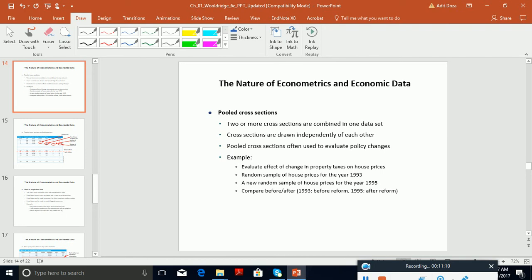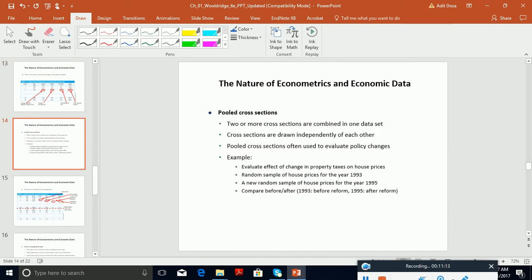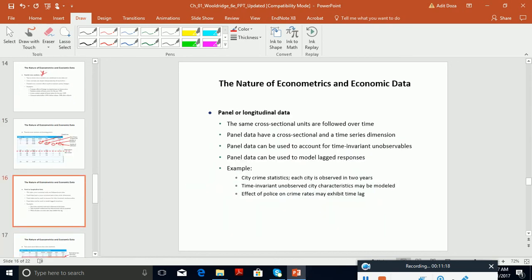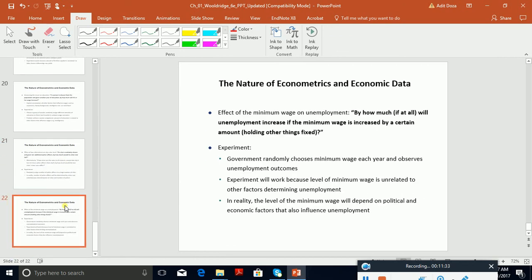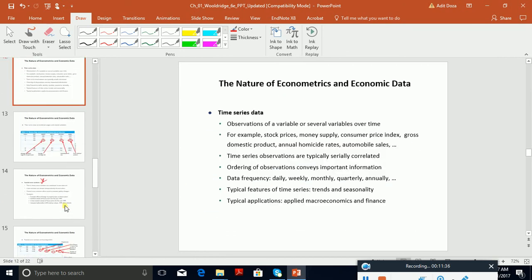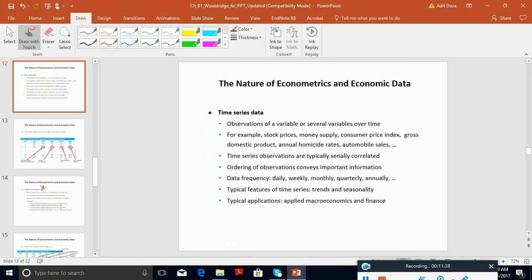In fact, in chapter 1 we don't have much theory, but they describe what a pooled cross section is. So some definitional questions can come, like what is a pooled cross section, or what is panel or longitudinal data. Panel data is slide 16 and pooled cross section is slide 14. And what is time series? Time series is slide 12. So chapter 1 of Wooldridge: slides 12, 14 and 16.